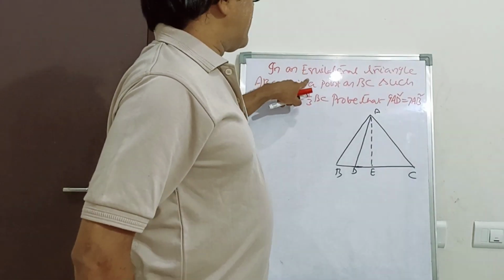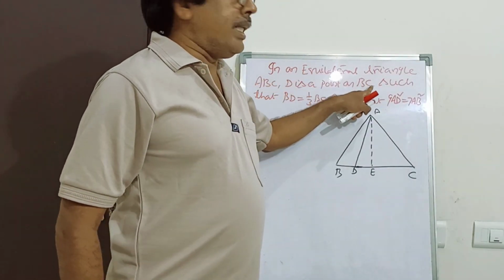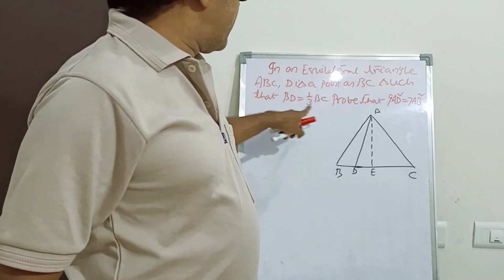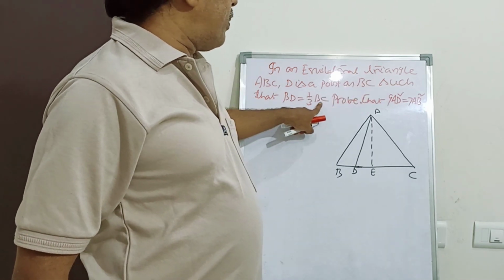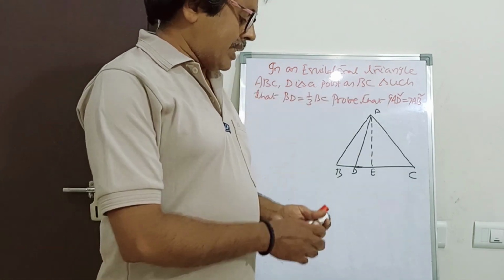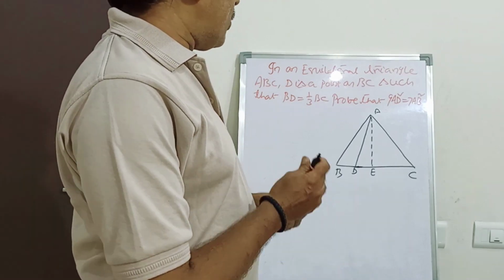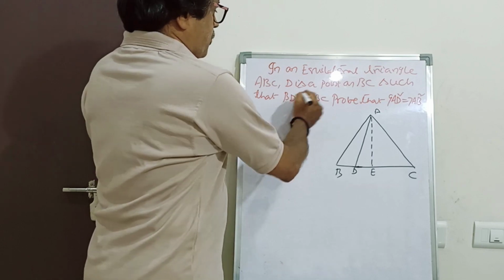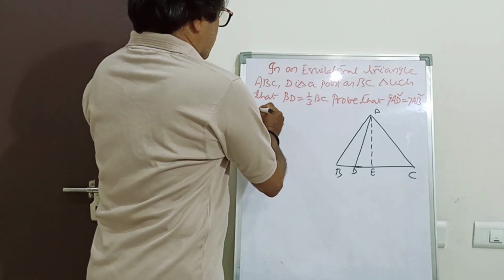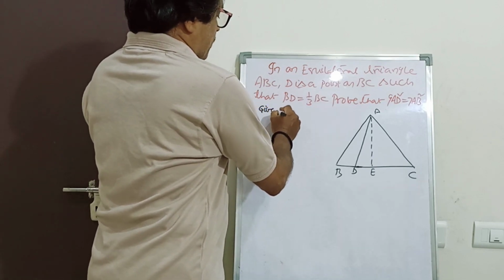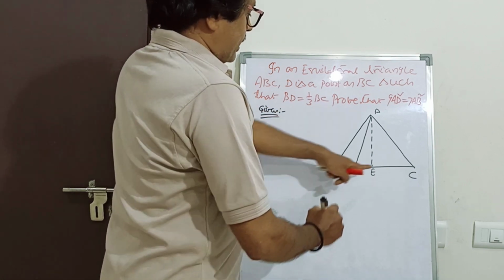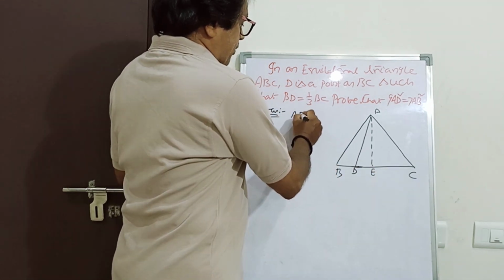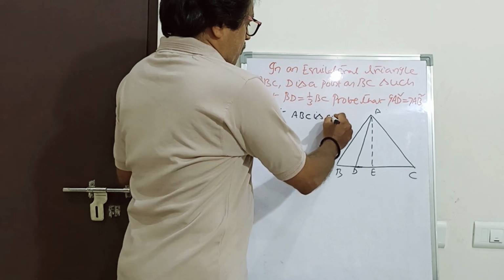In an equilateral triangle ABC, D is a point on BC such that BD is equal to 1 by 3 BC. Prove that 9AD square is equal to 7AB square. So what is given actually here in this problem? See here, ABC is an equilateral triangle.